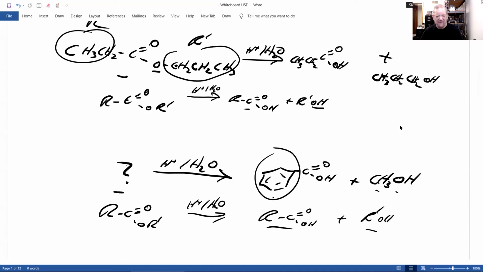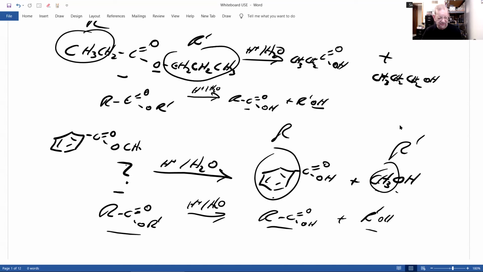And what's R? My benzene ring. What's R prime? Methyl. So if I use this as my ester, which it is, R to my carbonyl, carbon double bond to oxygen, then oxygen again to the same carbon. My R group is methyl. And that's how you would do it. And that's how you do acid hydrolysis of an ester.